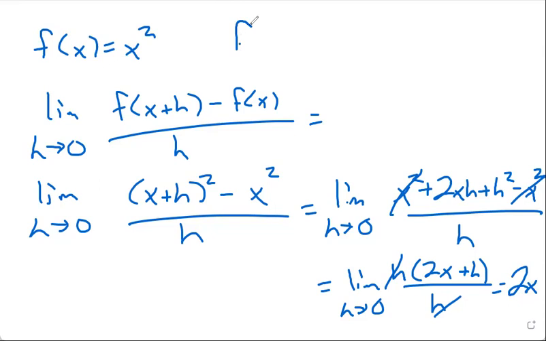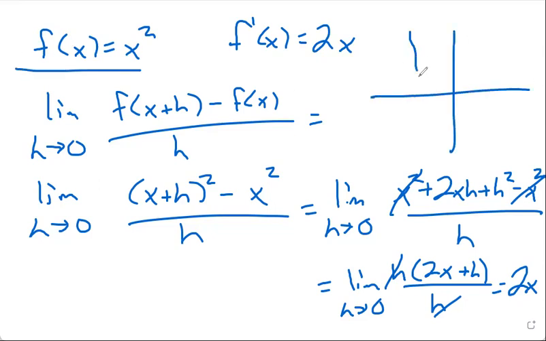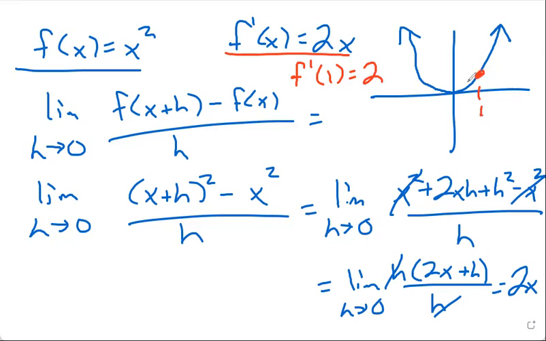Okay, so what is that? That's the derivative. That's going to be the equation to find the slopes of all the tangent lines to the original function. The original function, x squared, looks something like the following. If I ask you, given the derivative, what's f prime of 1, you plug in 1, that gives you a 2, which means at x equals 1 on the original graph, the slope of the tangent line is going to be equal to 2.